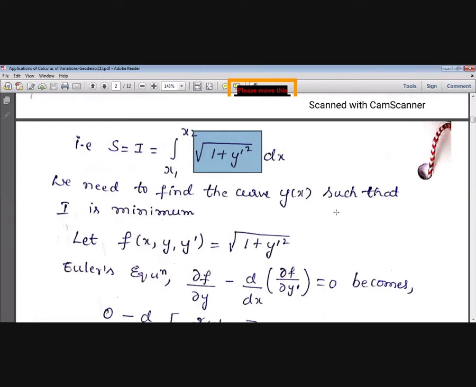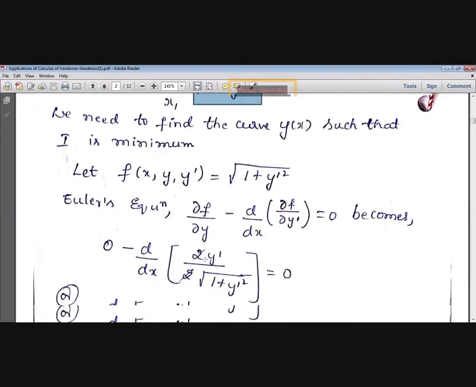Now what is Euler's equation? Dou f by dou y minus d by dx of dou f by dou y dash equals 0. Why are we taking Euler's equation? We need to minimize this, so the condition to minimize this is Euler's equation. What is dou f by dou y? We don't have y here, therefore 0.